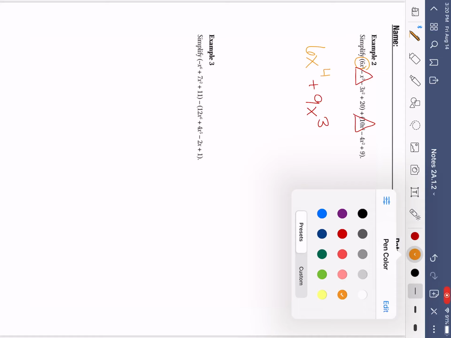I'm going to go to x cubes. So I see an x cube here. I'm going to put a triangle around it this time. And then I look for any other x cubes, and then I would add those together. So I have 10 here and negative 1 here. So this is just 10 minus 1, so that's positive 9x cubed. I'm just going to go down in descending order, remember?